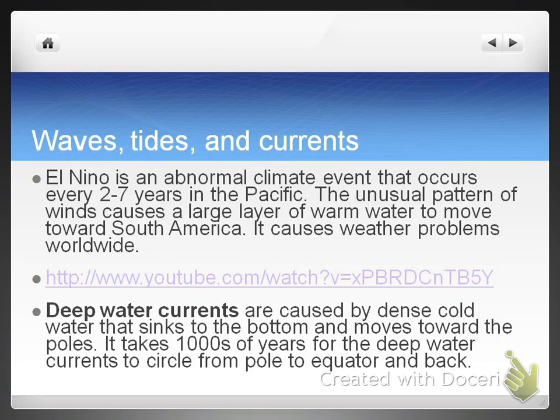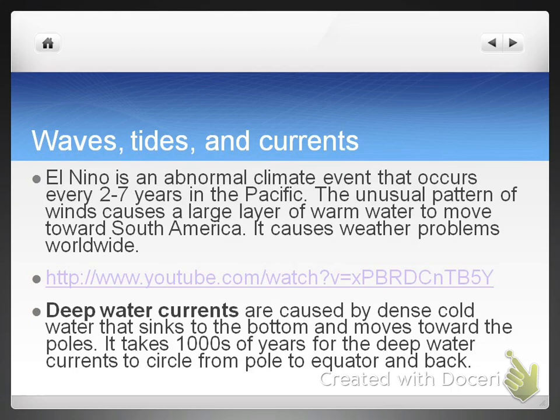Now, there's another current going on in the ocean, and that is deep water currents. And deep water currents flow from the poles to the equator, so you've got one moving northward toward the North Pole and back to the equator, and then you have deep water currents moving from the equator to the South Pole and back. And these are caused by density differences, and it takes 1,000 or more years for these currents where the water begins, say, at the equator, before it gets to the poles and comes back.